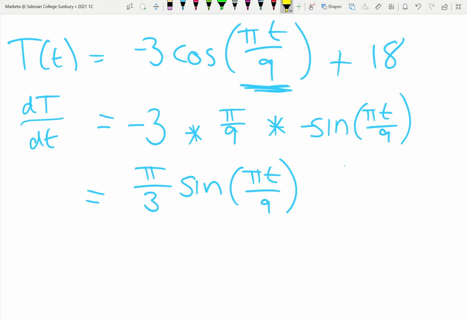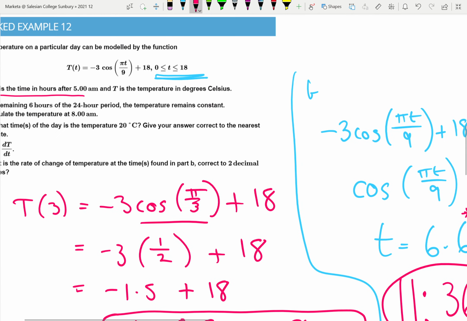So just be careful. As you saw, I stuffed that up because I acted as if it was a negative 1. It's not, it's a negative 3. So I needed to consider that as well. Can't just get rid of it. So now that's dT on dt.